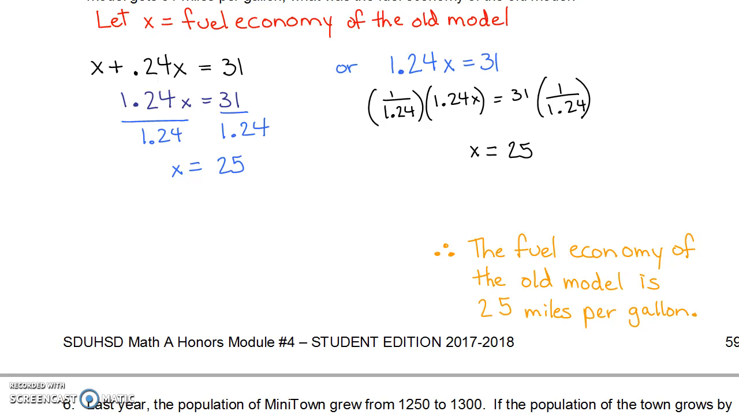Once you solve for x, you will find that x equals 25. This means that the fuel economy of the old model is 25 miles per gallon.